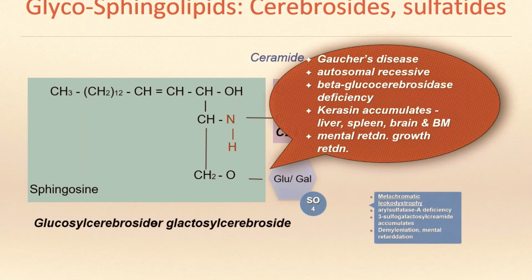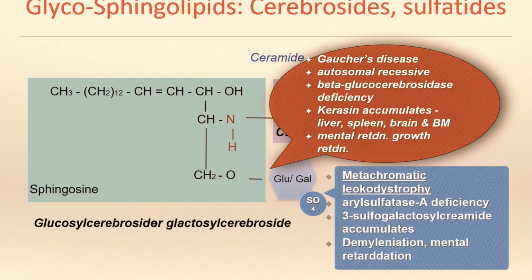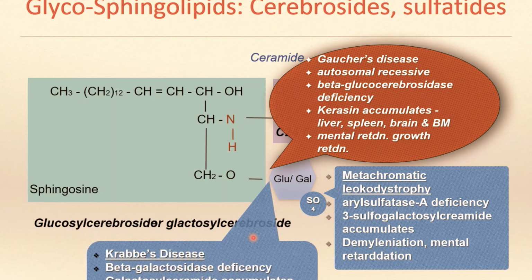Now there is another disease that is known as metachromatic leukodystrophy. Here the aryl sulfatase A enzyme is deficient, so the sulfate group will not be efficiently released, so that will get accumulated. 3-sulfo-galactosylceramides will get accumulated, and it results in demyelination or complete absence of myelination, and it results in mental retardation. There is one more, that is Krabbe's disease, whereby beta galactosidase is deficient.